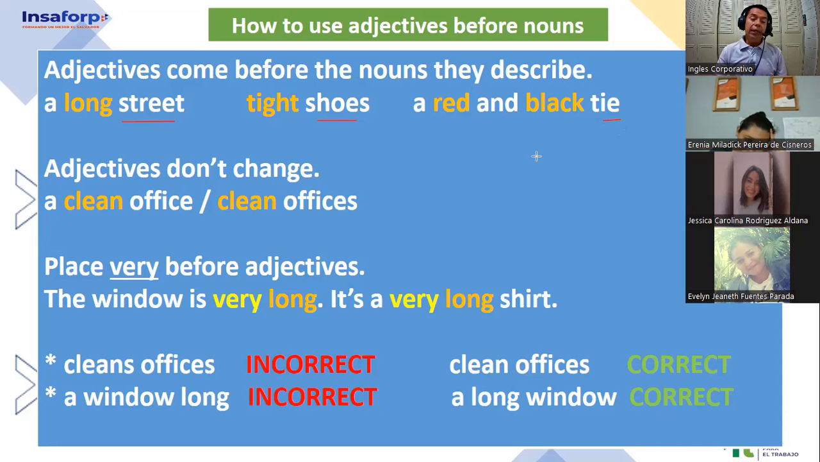Okay, good. Now, here we have some examples, correct and incorrect. Cleans offices. No, it's clean offices. A window long. No, it's a long window, right? First the adjective. Good. Any question?